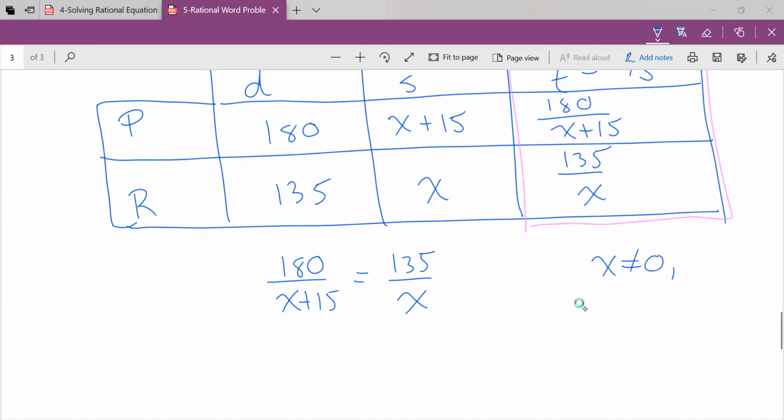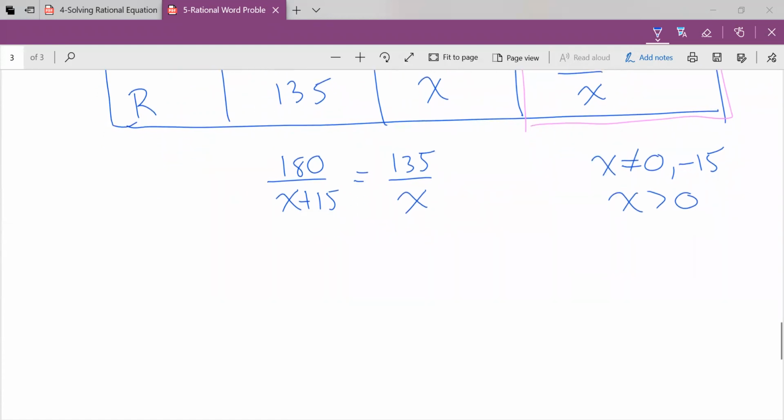Now, it wouldn't hurt to write down my non-permissible values here. Again, x can't be 0 and x can't be negative 15. That makes sense, right? Their speed can't be 0 because they're going somewhere, and their speed can't be negative 15. In fact, my restriction is x has to be greater than 0 because it's some sort of speed. So that's my restriction. Hey, nothing to factor.